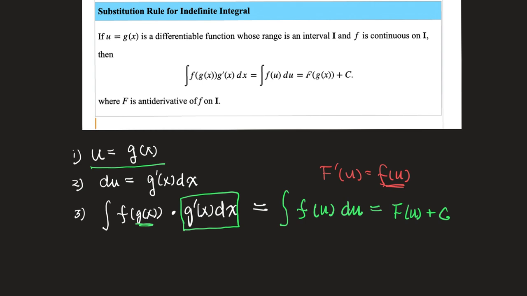Now, make sure of the last step. Step 4 is, now that you found the antiderivative of f in terms of u, you plug back in u equals g of x. So the answer is going to be right here: F of g of x plus c. That's how to find an indefinite integral by using the substitution method. Guys, understand that?